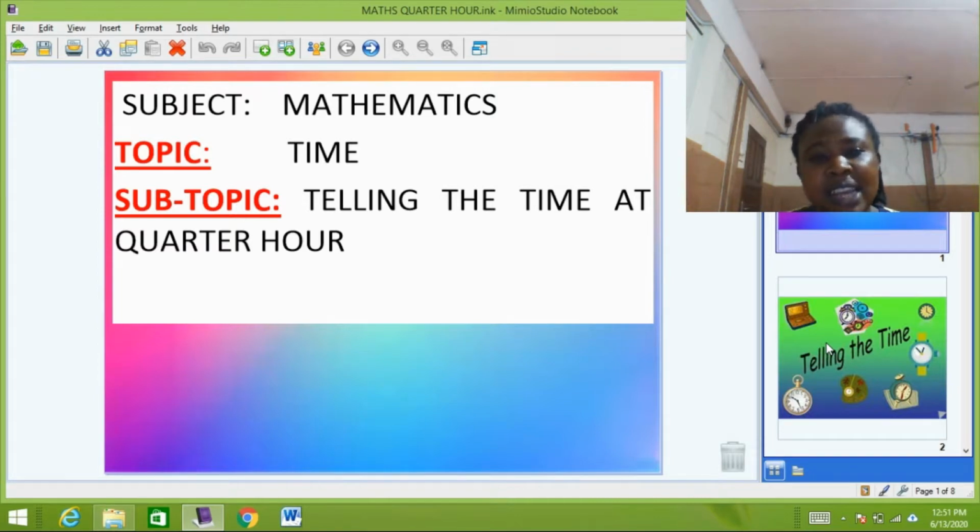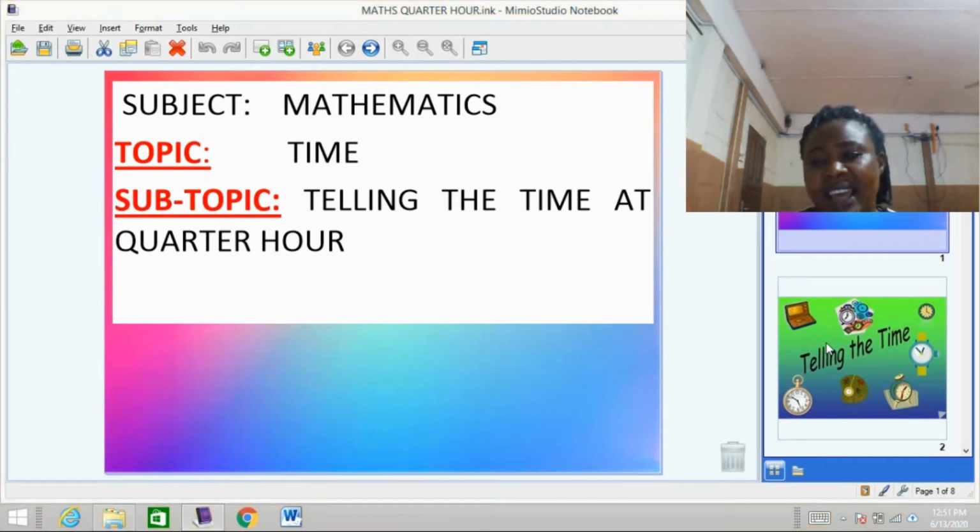It's another time we are meeting to treat mathematics, and the topic we'll be looking at is time. But we'll be focusing more on telling the time at quarter hour.